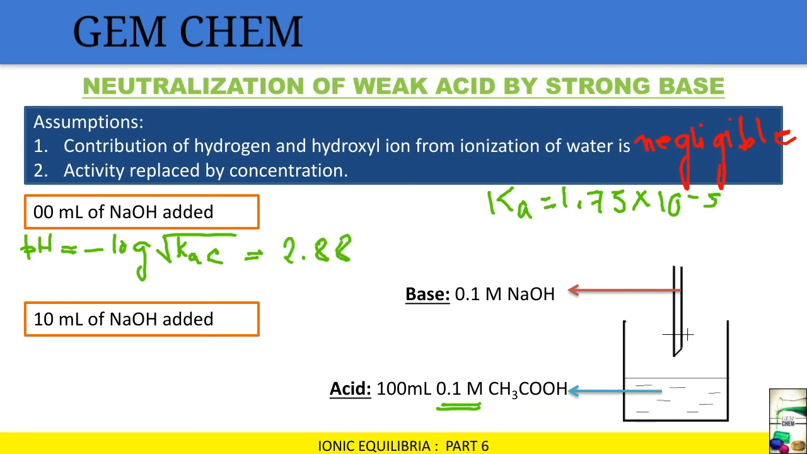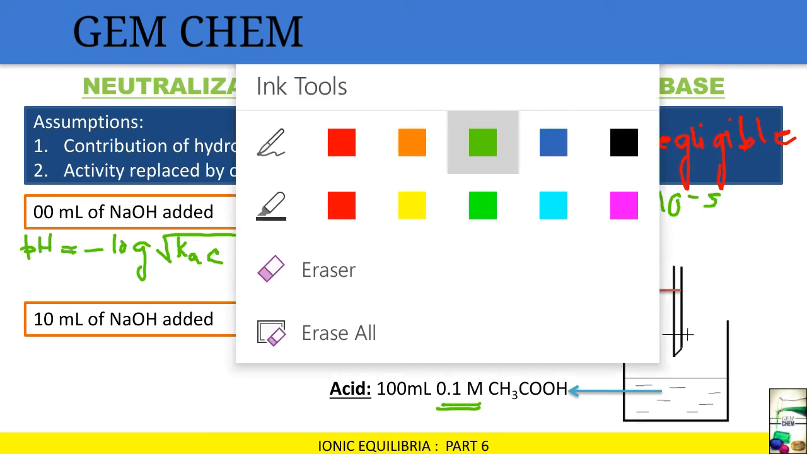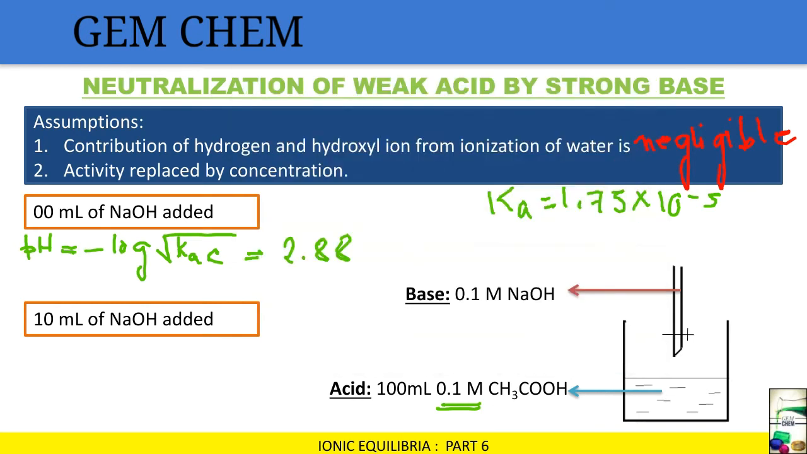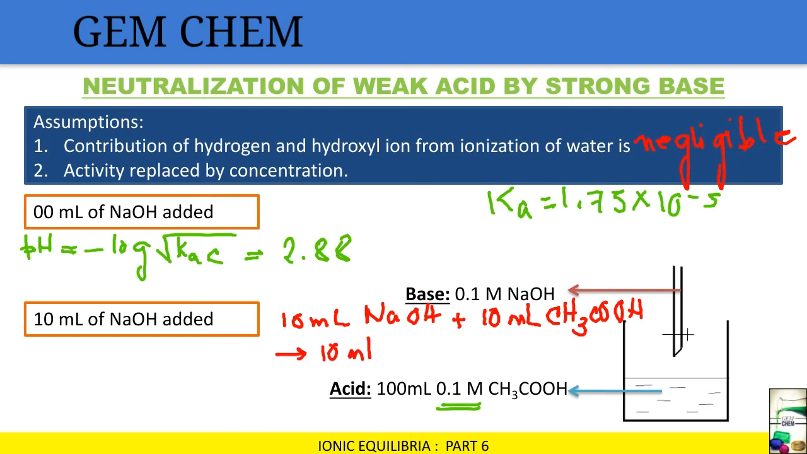Now if we go for this one, that is 10 ml of NaOH added. Remember, 10 ml of NaOH reacts with 10 ml of CH3COOH and 10 ml of CH3COONa is formed. And we will apply the formula pH equals pKa plus log concentration of salt divided by concentration of acid.